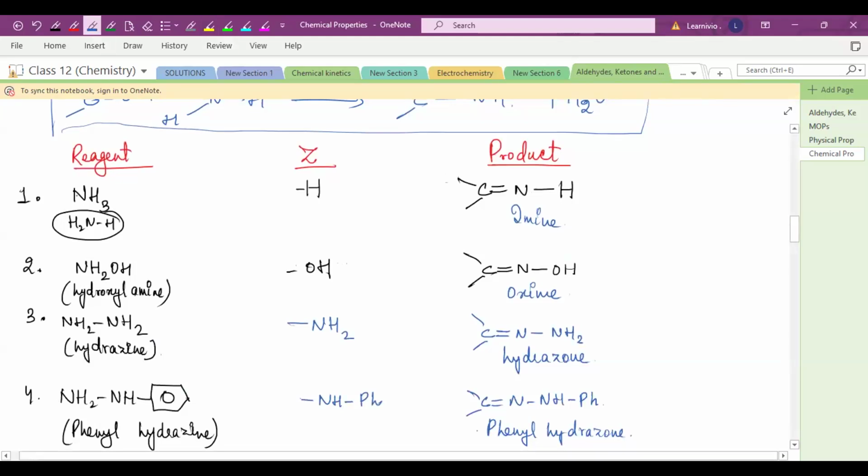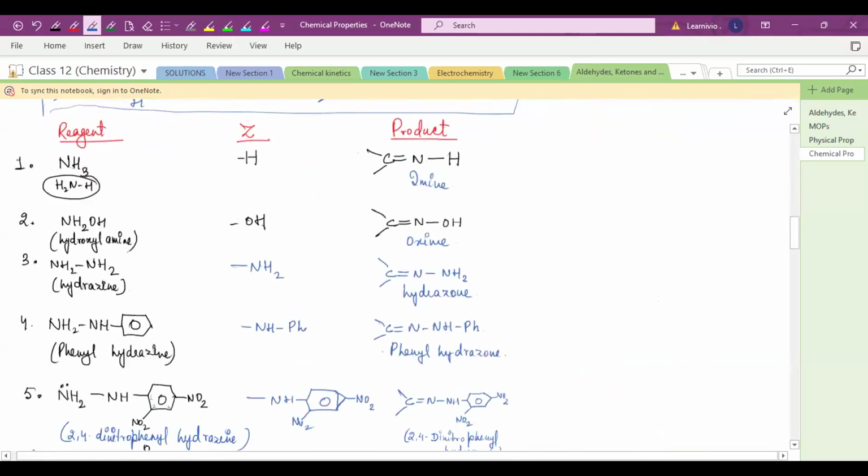Now see here. NH3, I have already discussed. You can write NH2 and H. Other than NH2, which group is present? Only hydrogen is present. So what is Z over here? Z is hydrogen, right? So what are you supposed to do? What will the product be? You will form the carbon double bond nitrogen imine, and just attach the Z group. And what is the Z group? Hydrogen. Similar for NH2OH.